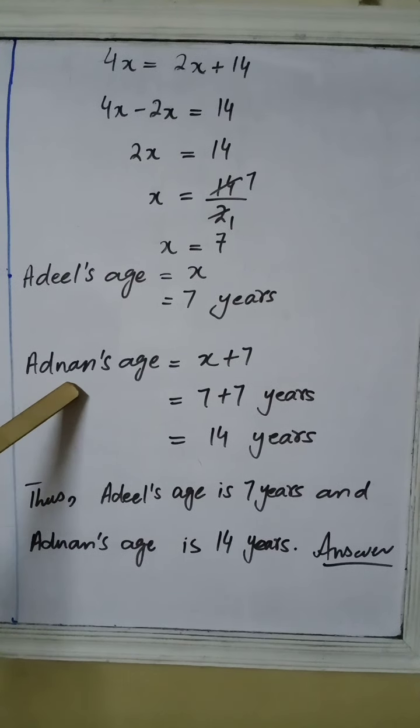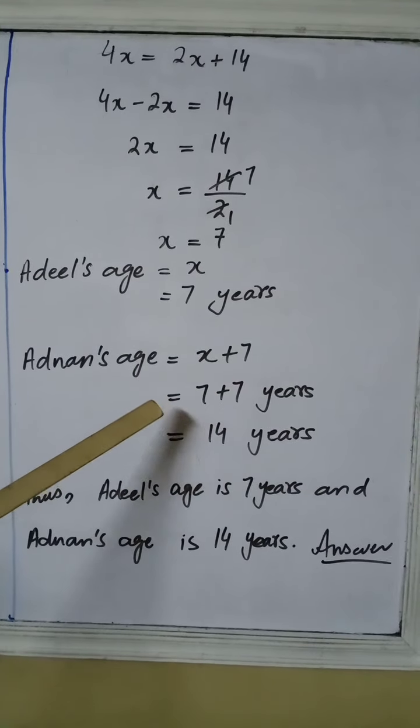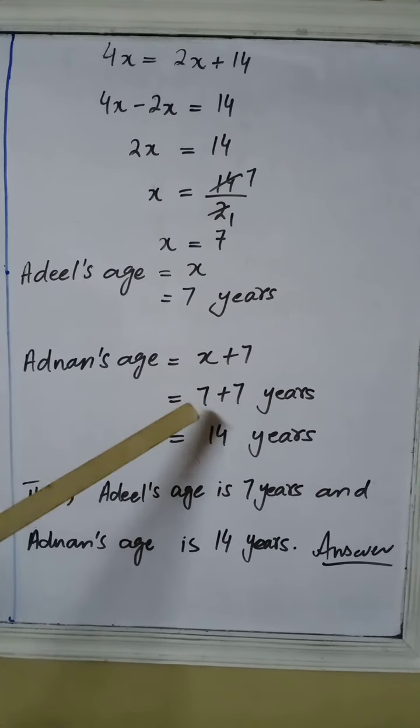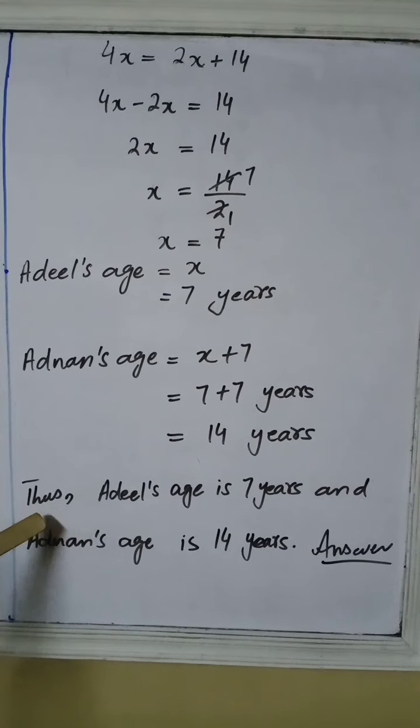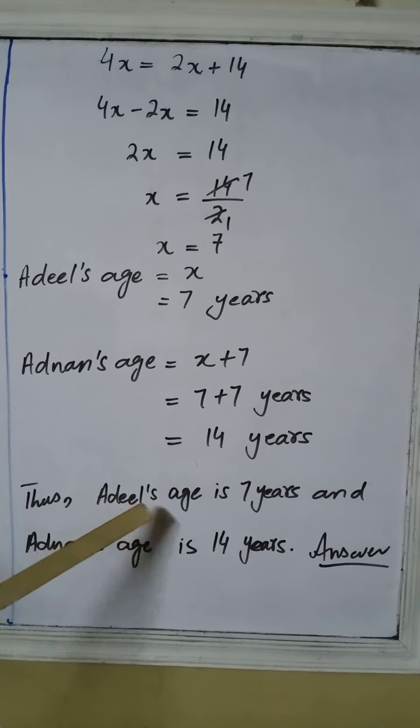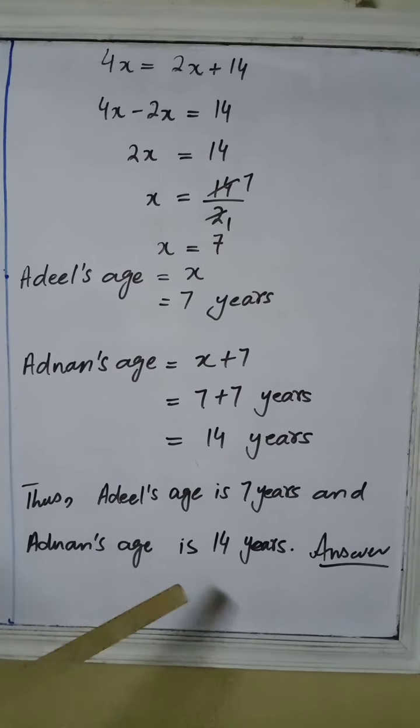Now Adnan's age is equal to x plus 7. So by putting the value of x, 7 plus 7 years is equal to 14 years. So Adnan's age is 14 years. Thus Adil's age is 7 years and Adnan's age is 14 years.